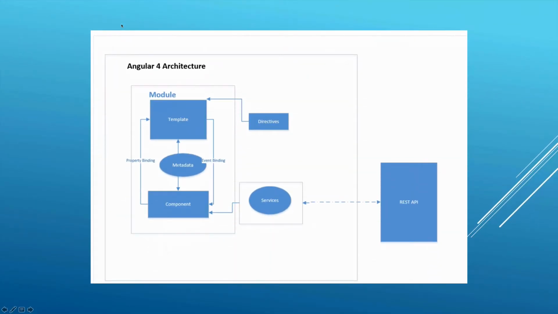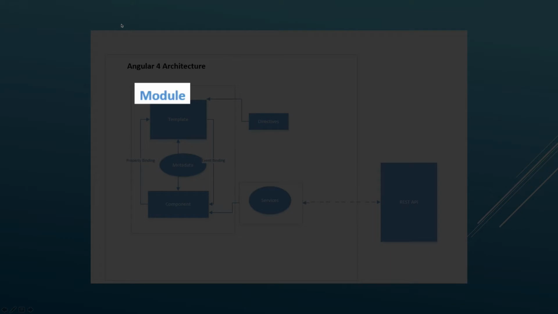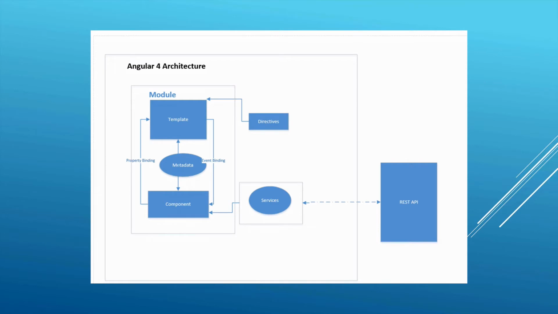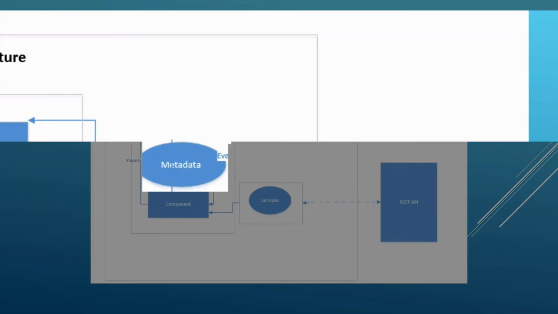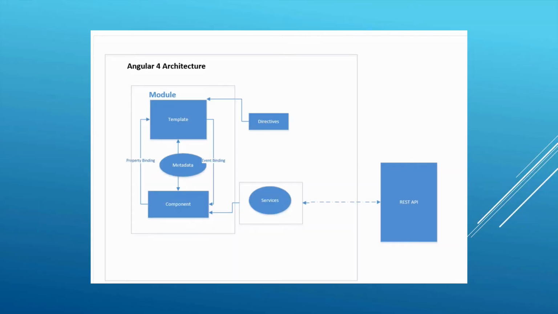First, let's take a look at Angular 4 architecture. Module. Module is one of the key concepts in Angular. Angular apps are modular. Module helps to organize an application into cohesive blocks of functionalities. Angular has its own modularity system called ng modules. ng modules takes a metadata object that tells Angular to identify the module's components, templates, directives, and pipes.